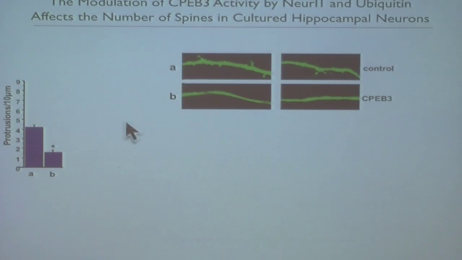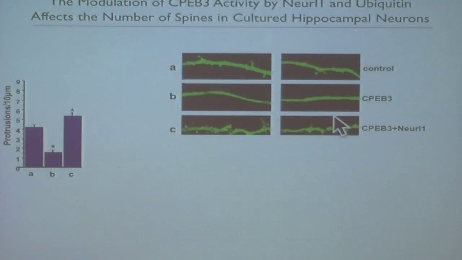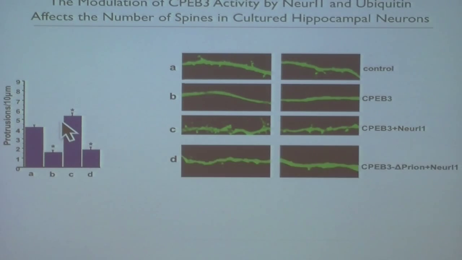So if you look at a control case, you have a certain number of protrusions, dendritic spines. If you express CPEB3 by itself, it's a repressor in the basal state, so you have a loss of dendritic processes, right? So protrusions are decreased. If you now express Neuralized, which activates CPEB3, together with CPEB3, you have an increase in the growth of number of synaptic connections. If you knock out the prion domain of CPEB3, you lose that, despite the fact that Neuralized is present.